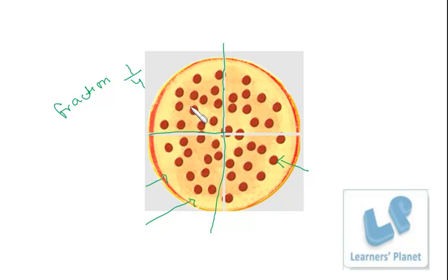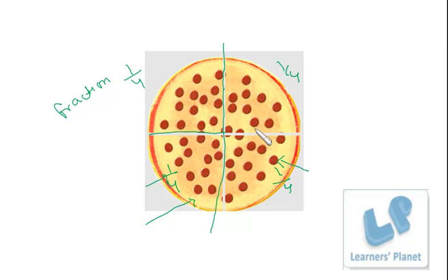So 1/4 you are eating, 1/4 your friend is eating, 1/4 your new friend, and 1/4 your one more new friend. Okay? So everybody is eating 1/4 of the portion.